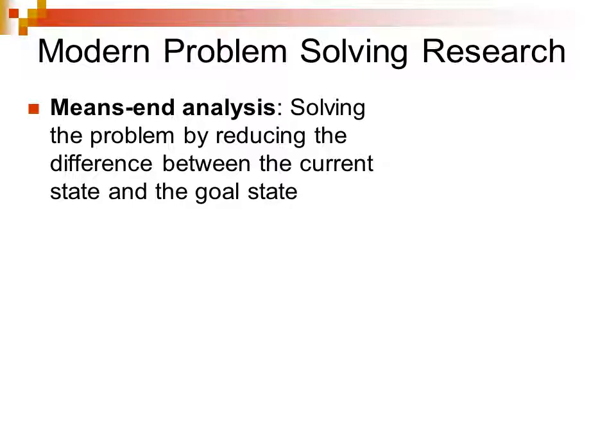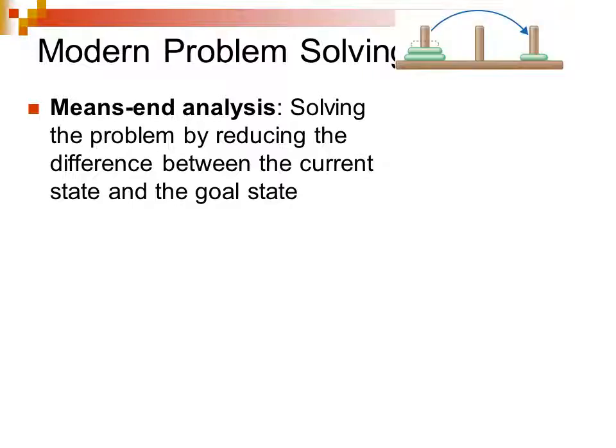Well, what Newell and Simon say is that you perform a means-end analysis, which involves solving the problem by reducing the difference between the current state and the goal state. So like we've been saying, in the Tower of Hanoi problem, you start with all three disks on the left peg, and you want to get them to the right peg. The first thing you need to do to reduce this difference is to move the top small disk so you can get at the larger disks below it. Because remember, the bottom disk on the right peg has to be the largest disk.